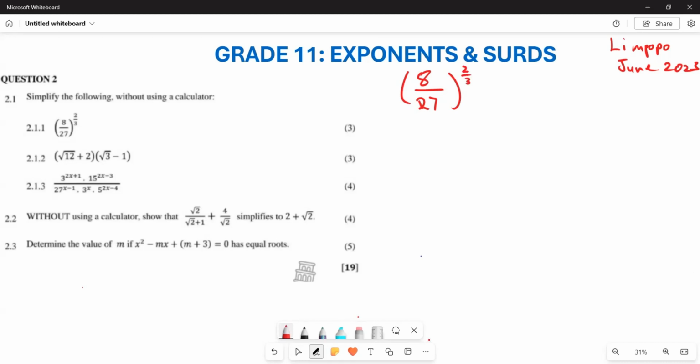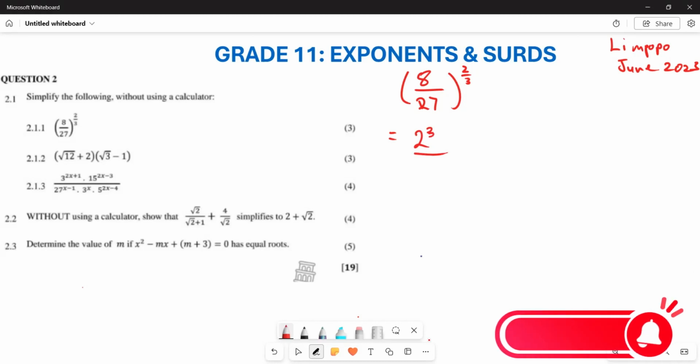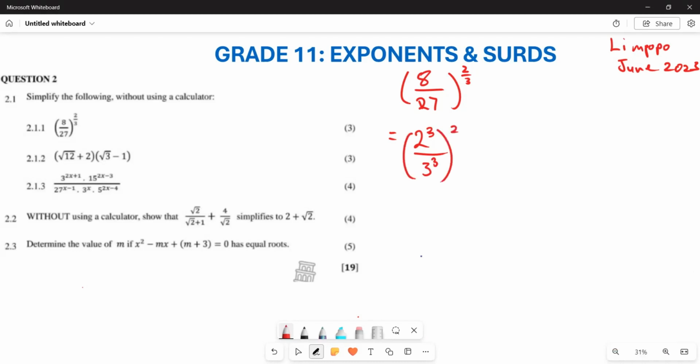The easier thing you can do is start by representing the 8 in terms of exponents. You know that 8 is the same as 2 to the power of 3, and 27 is the same as 3 to the power of 3. This is all to the power of 2 over 3. One thing we also know is that the outside exponent can be multiplied within this particular bracket.